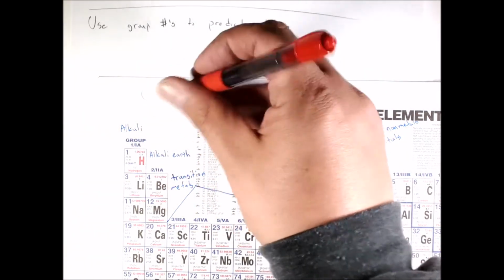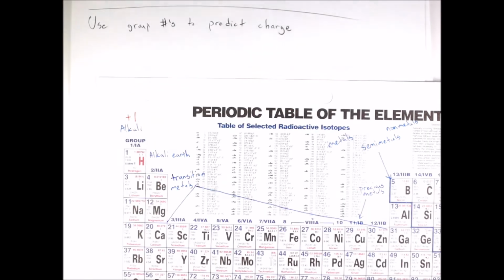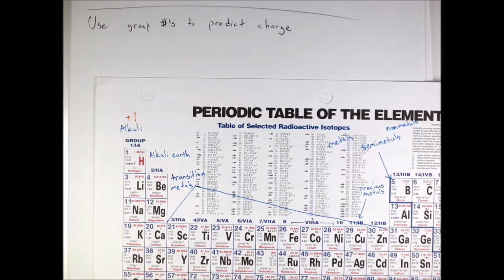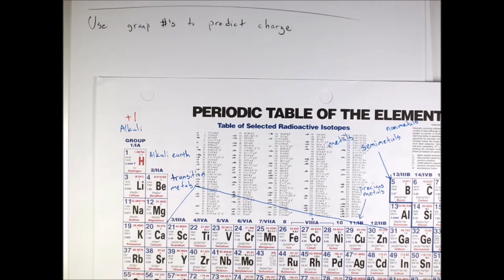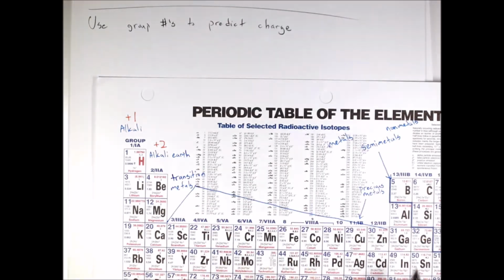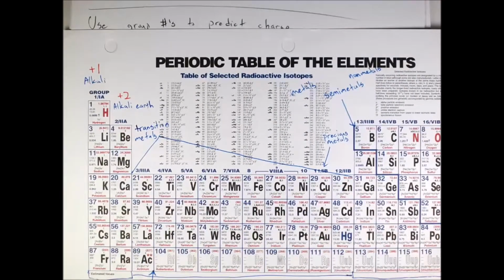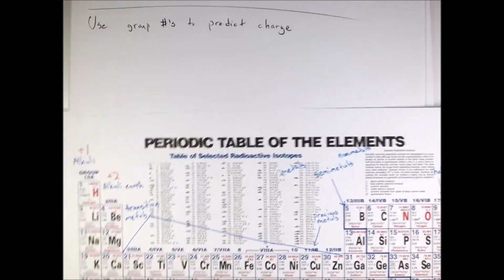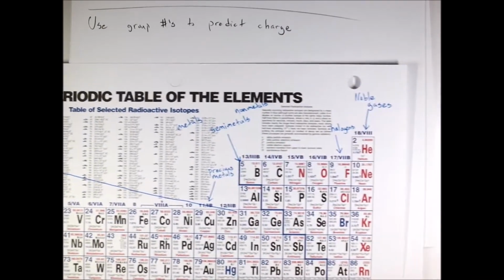Things that are in group 1 tend to be a +1. Based off the same logic I just mentioned here, what do you guys expect the second group to be? +2. All right. The ones in the middle, these transition metals, those are the weird guys. They like to do variable charges. So some of them will have common charges, but for the most part, we skip past those.